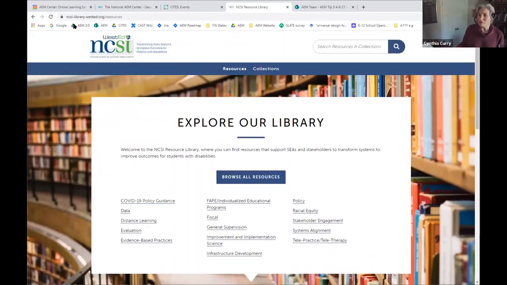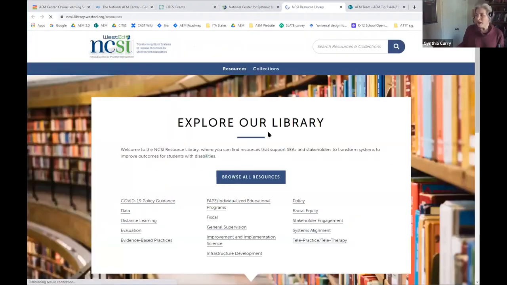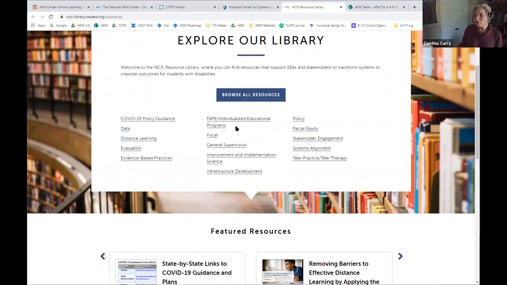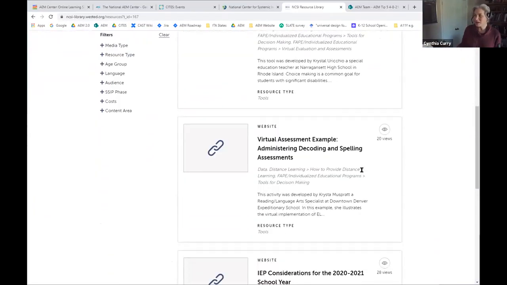So when you come to the homepage, you'll see that I just jumped over to the resources tab and the NCSI resource library. And then you can browse, or you can also do a search. But here's a section on FAPE and IEPs. A lot of what we know about when it comes to students who need AIM and assistive technology, a lot of that decision making happens at the IEP process.